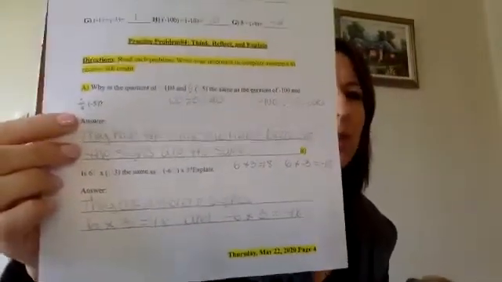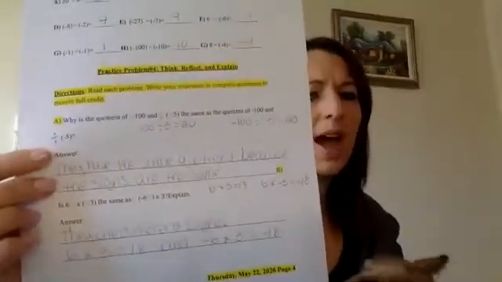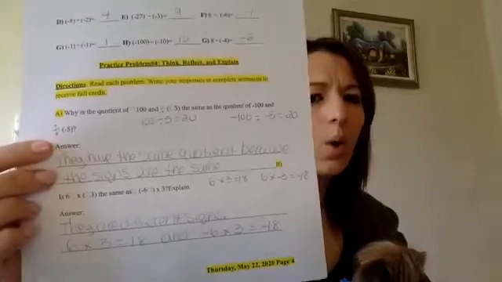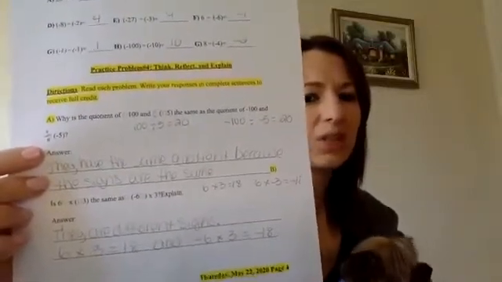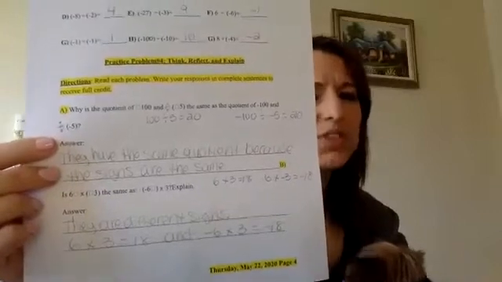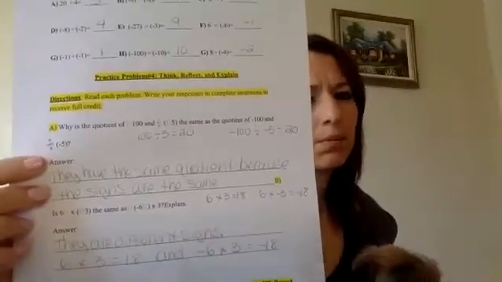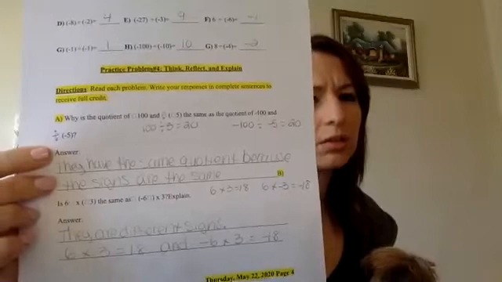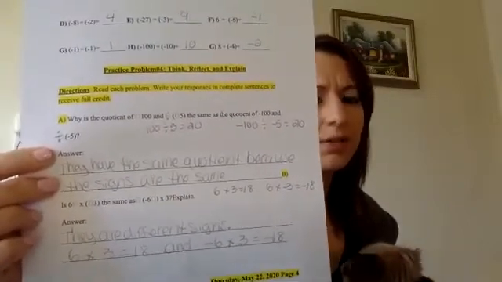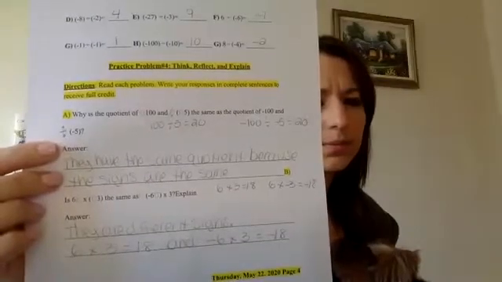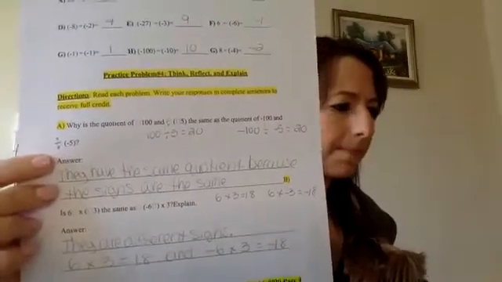Positive and positive when I multiply or divide is always a positive. When I multiply or divide a positive by a negative, it's a negative answer. So same signs have the same answer, and different signs are going to be negative. All right. Now we're going to apply our thinking skills.